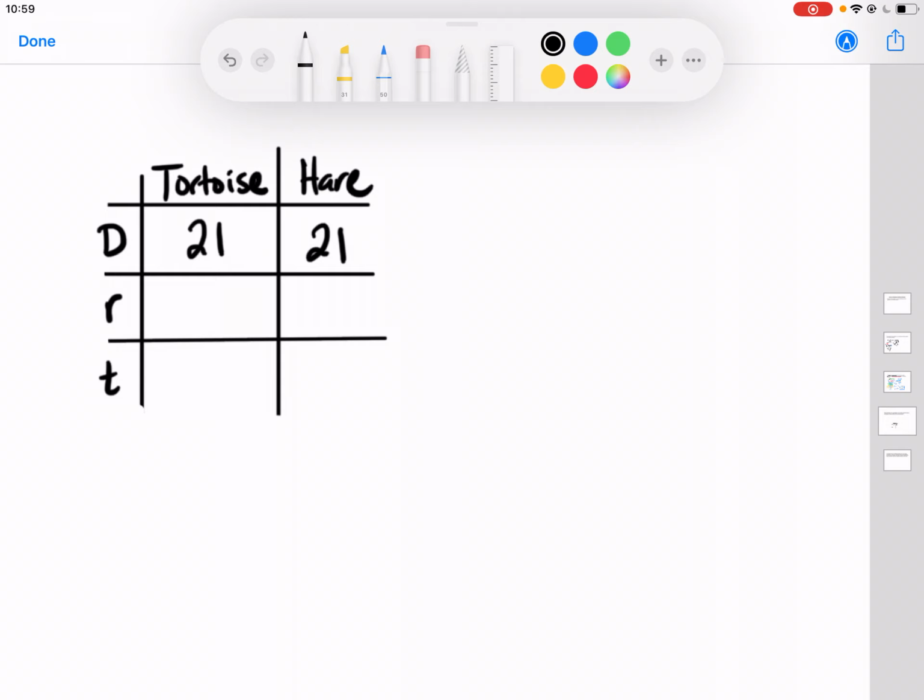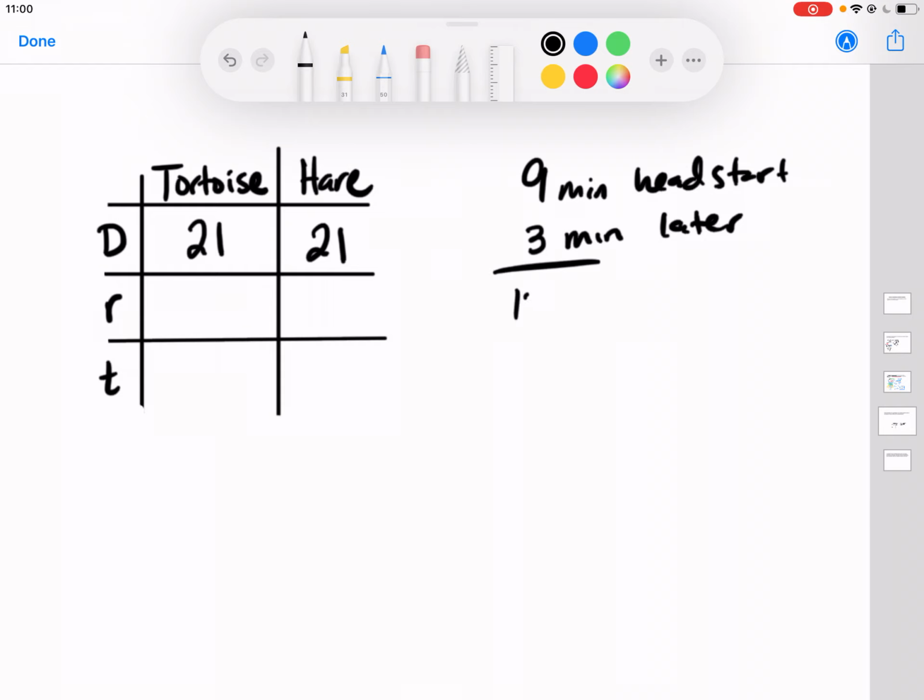Now, it tells us a few things. It tells us that the tortoise leaves 9 minutes before, so the tortoise has a 9-minute head start, and yet the hare still finishes before the tortoise, so the tortoise also gets there 3 minutes later. So that means that the tortoise took a total of 12 extra minutes on this trip.